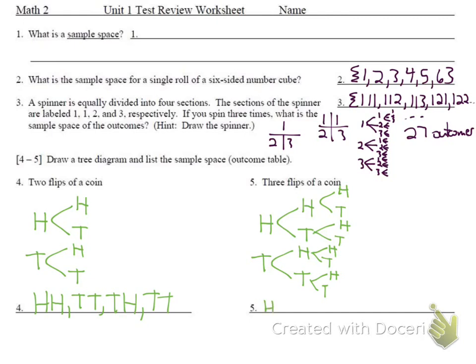And those 8 outcomes are heads, heads, heads; heads, heads, tails; heads, tails, heads; heads, tails, tails; tails, heads, heads; tails, heads, tails; tails, tails, heads; and tails, tails, tails.